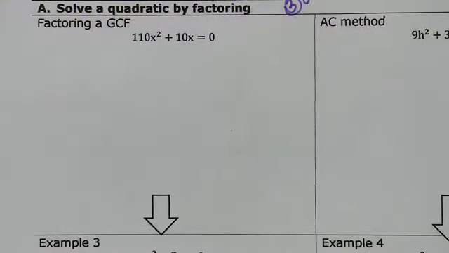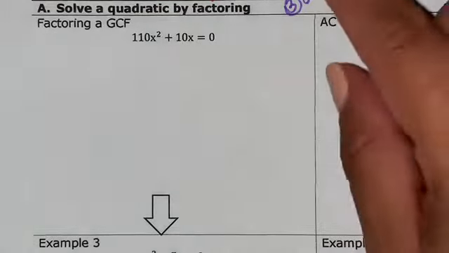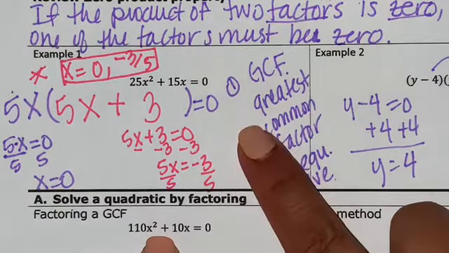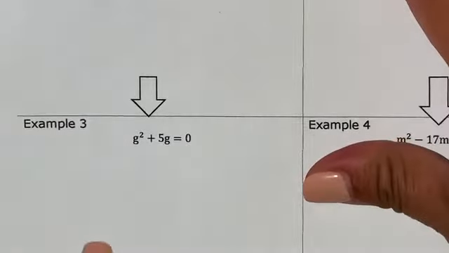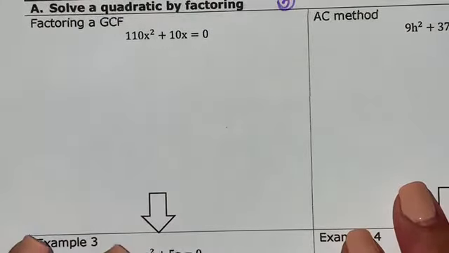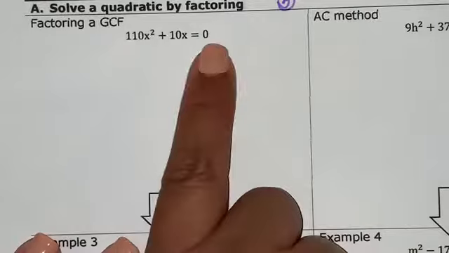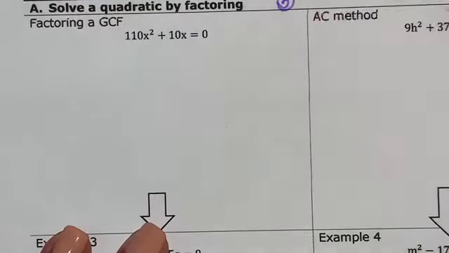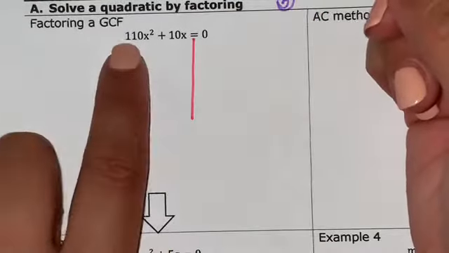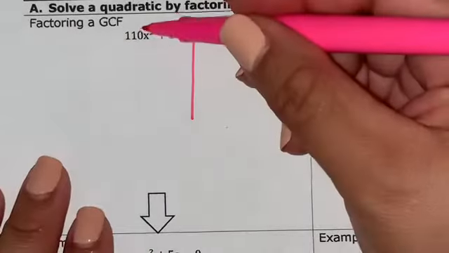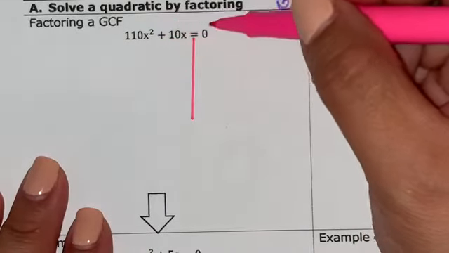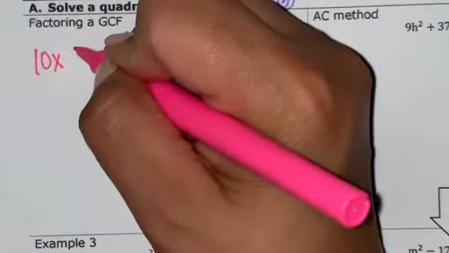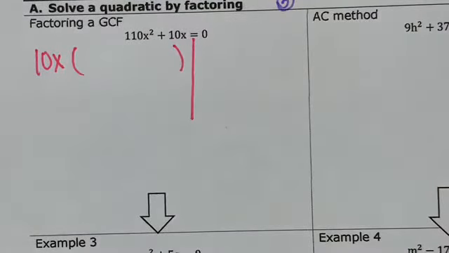Okay, so let's go ahead and start to solve for a quadratic by factoring. So you want to factor by the GCF, and then this is kind of going to look like the first example 1, and then we're going to continue down with example 3. So factoring a GCF. So we're going to factor out the GCF. So you have a left-hand side and a right-hand side of the equation, and it's going to be split down like that. So let's go ahead and work on the left-hand side. 110x squared plus 10x equals 0. So we're going to factor out our GCF. It's going to be 10x, and then you're going to build your equation.